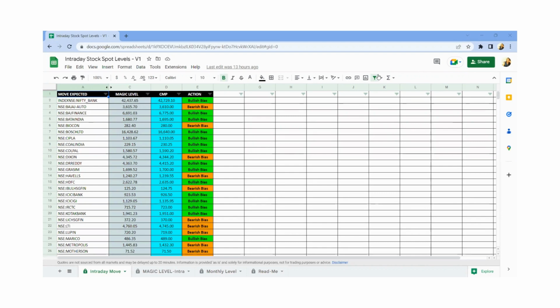So the ICICI Bank example that I gave you, either it sustains below the bearish level, or it goes to the bullish level and takes a rejection. It doesn't sustain above the bullish level. Any of these instances you can take a bearish trade. So let me just show you the ICICI Bank example again.